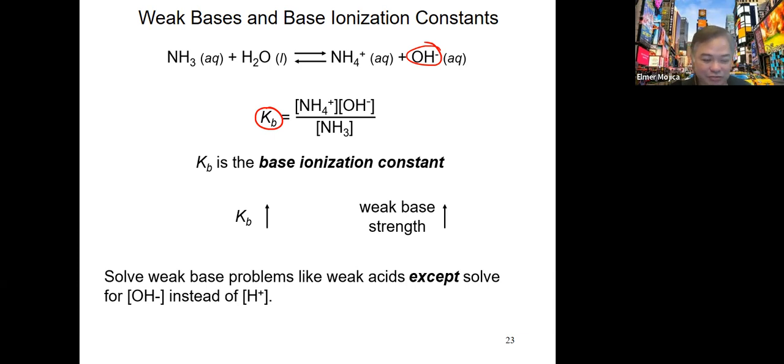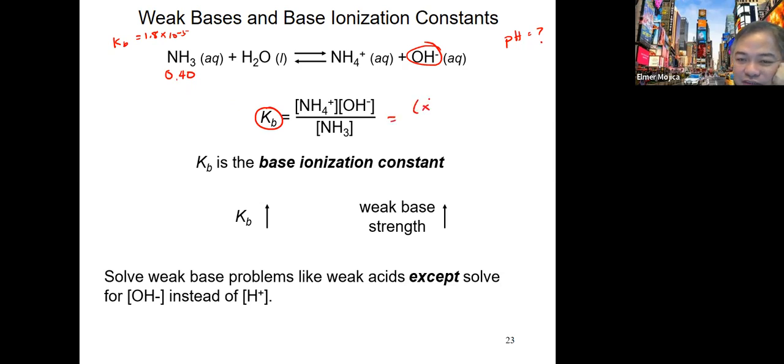Wala akong problem dito, but we can work on one problem. Okay, so gagawa ako. NH3 na ito, ang ilalagay natin is 0.40 initially. And then Kb is equal to 1.8 times 10 to the negative 5. So ano ngayon yung pH? So kapag nangyari yan, Kb is just equal to what? X times X over 0.40 minus X equals 1.8 times 10 to the negative 5, right?